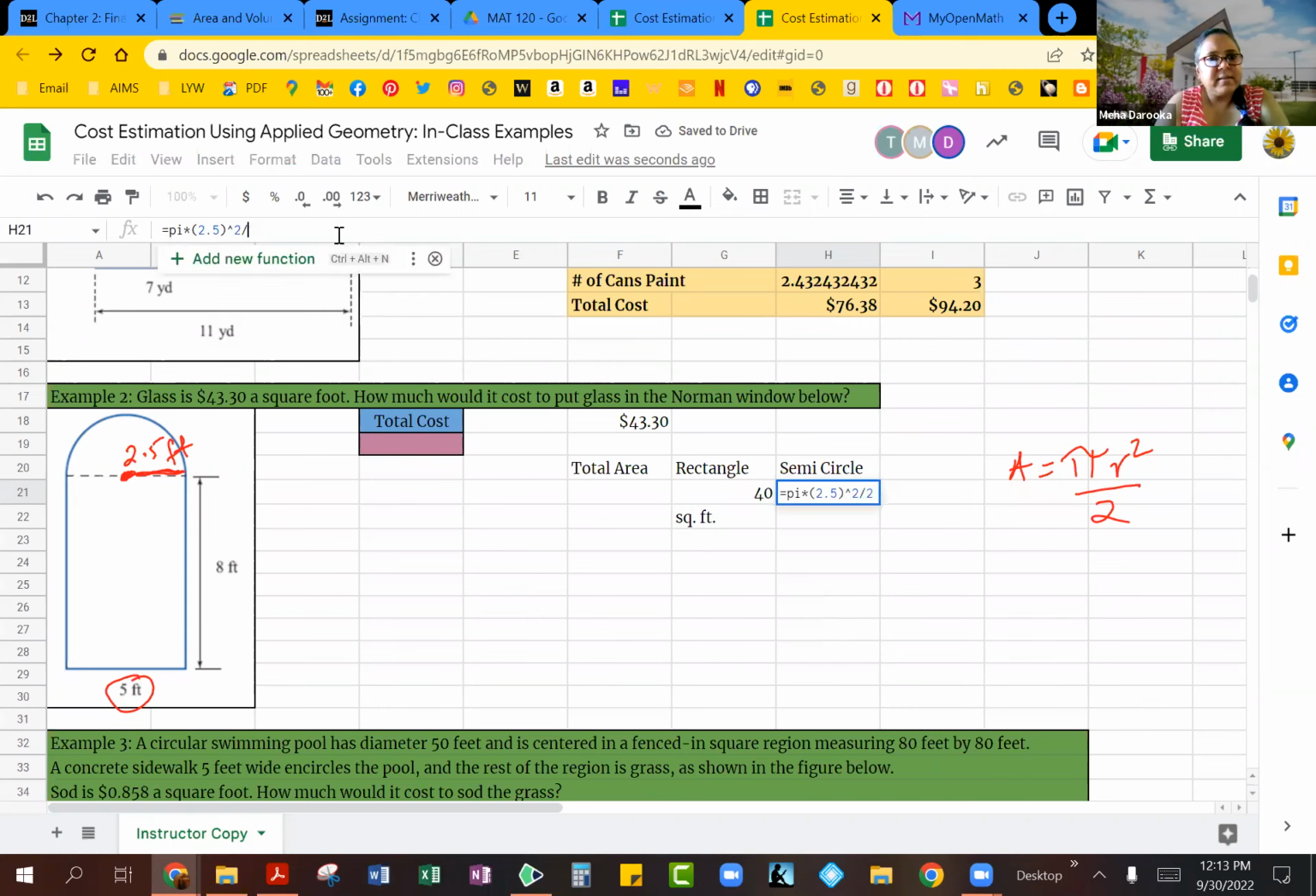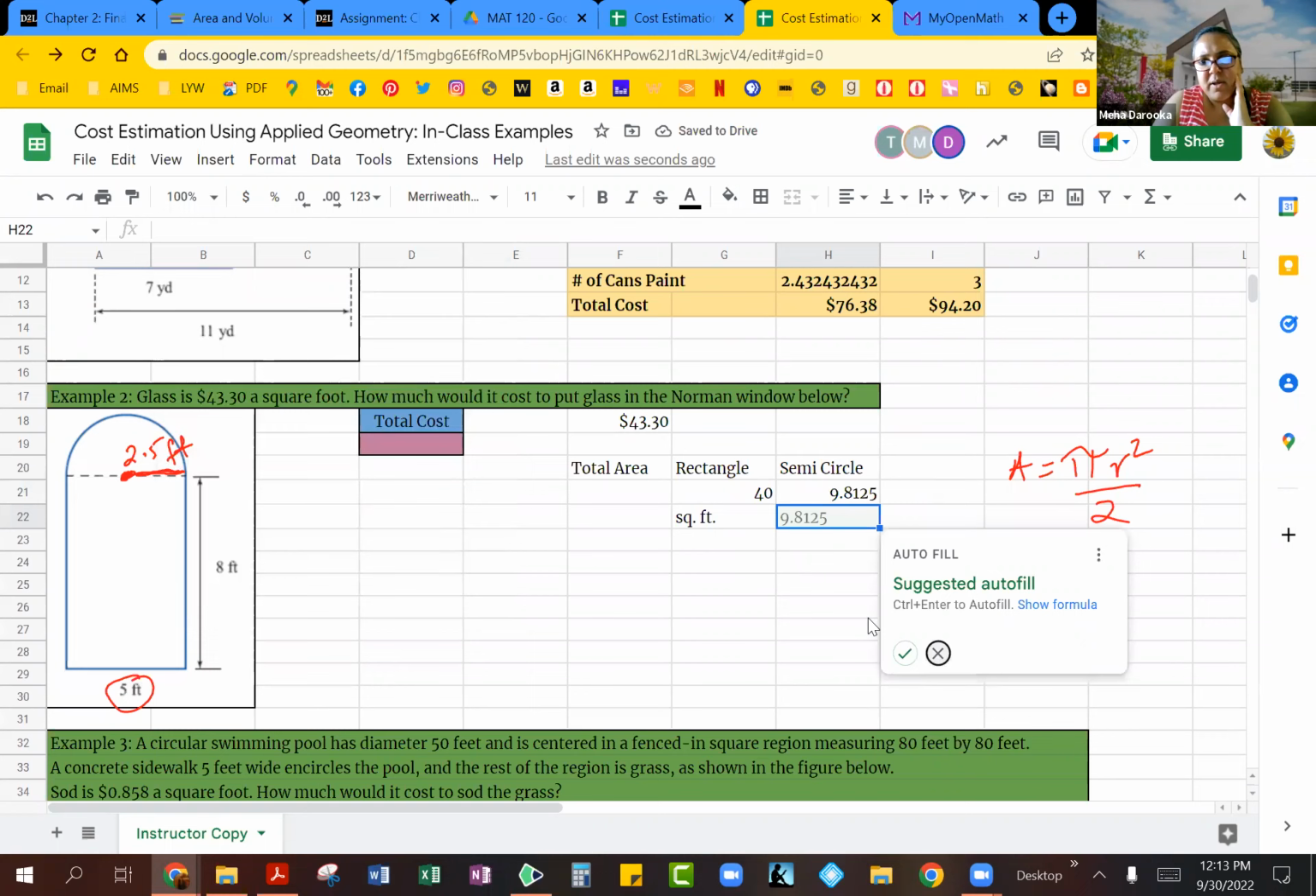Okay, it looks like it didn't like the divide by 2, so I'm just going to multiply by 1/2. Is it the pi that it's not trying to recognize? Okay. All right, I will play around with that later on. I'm just going to go ahead and type in 3.14 for now because I want to move forward.